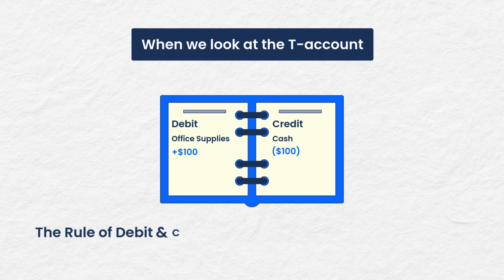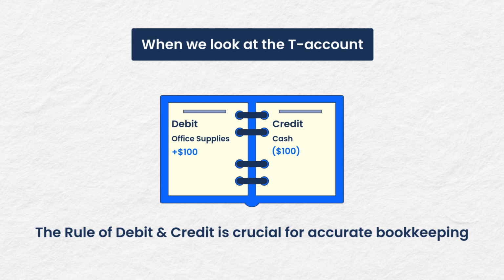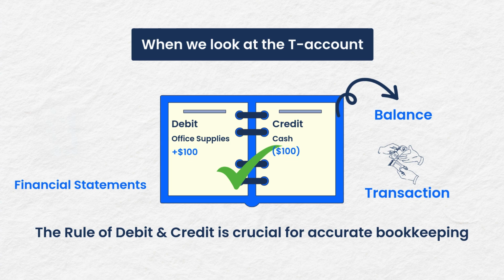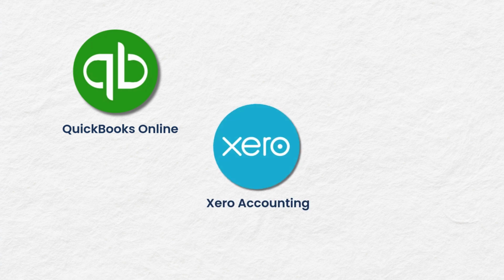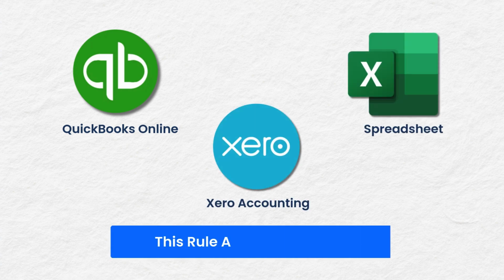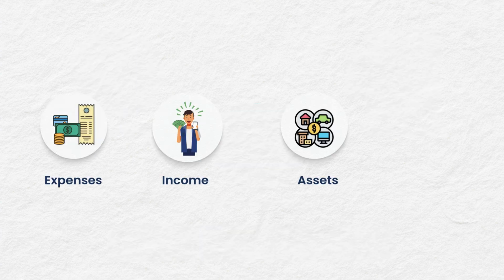Understanding the rule of debit and credit is crucial for accurate bookkeeping. It ensures your books balance, your transactions make sense, and your financial statements are reliable. Whether you are using QuickBooks, Xero, or just a simple spreadsheet, this rule applies everywhere. It's the foundation for tracking everything in your business, from expenses to income to assets and liabilities.